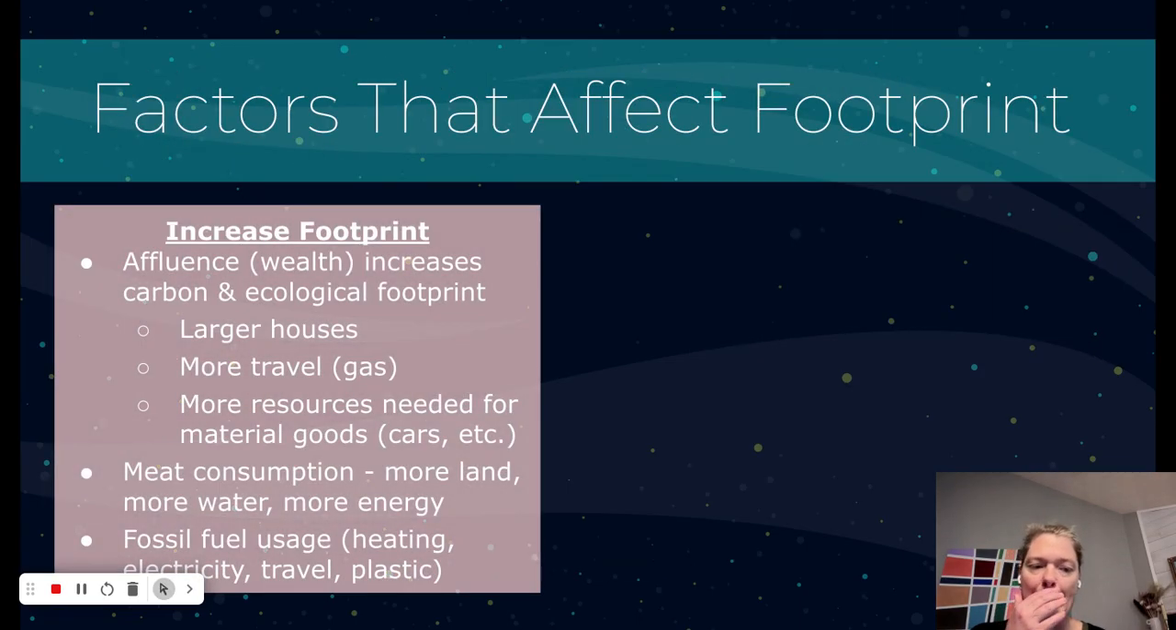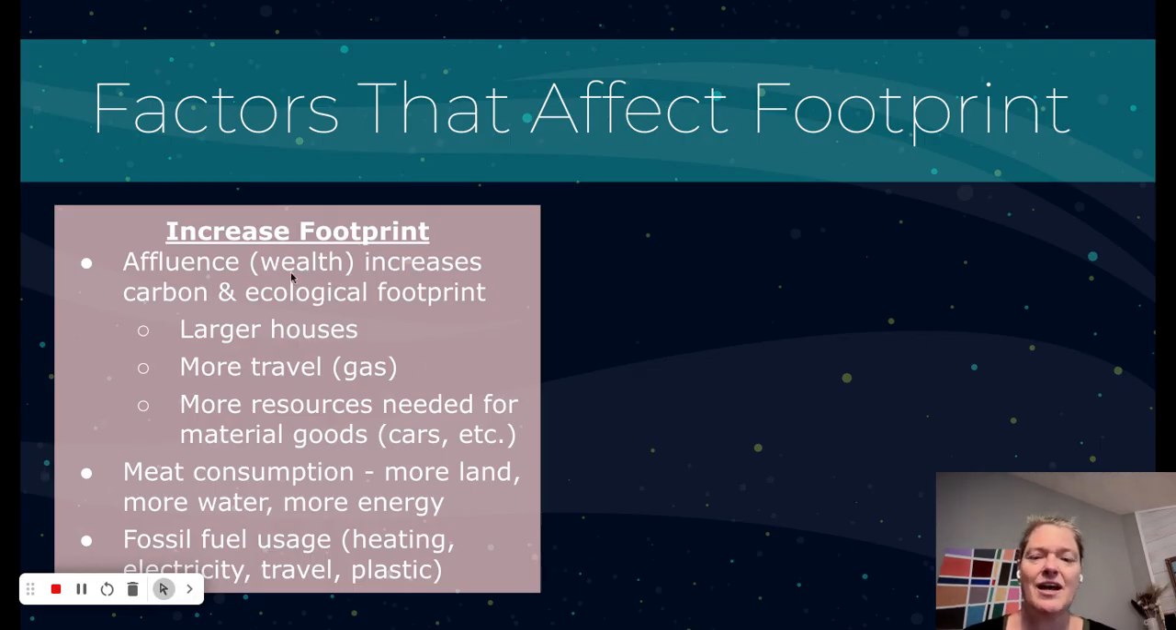Okay, so factors that affect your footprint. How can you either increase your footprint, which is not necessarily good for the environment? And then what are some ways that you can decrease your footprint, which would mean that you're trying to be more sustainable, more environmentally conscious.